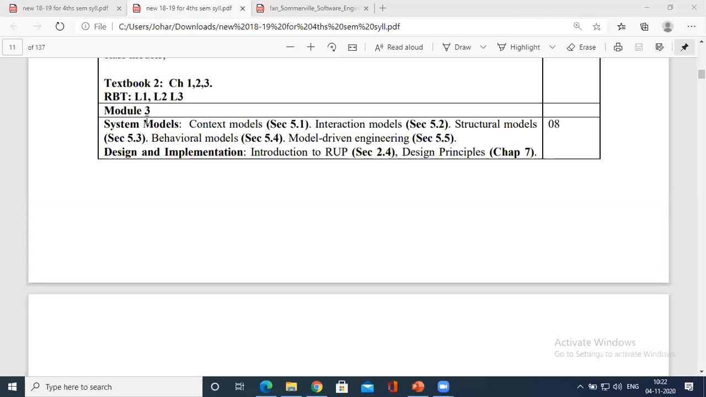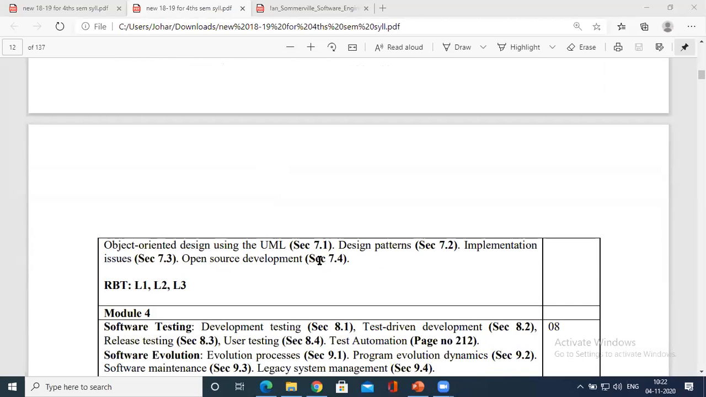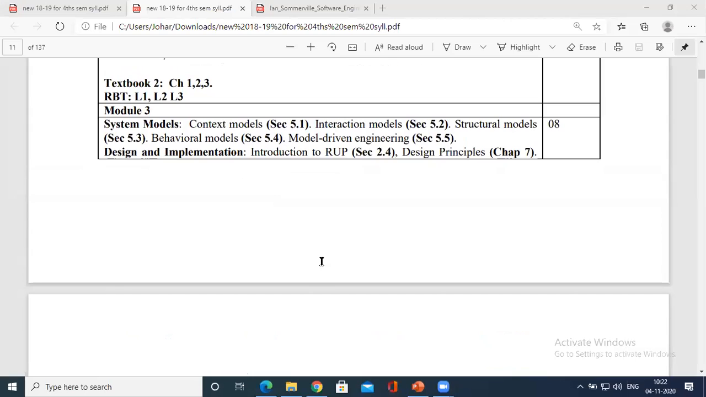So here is module 3. We have 2 chapters in this. That is system model, from section 5.1 from the book, and section 7.1. So first let us start with the system model. Here we study what is context model, interaction model and structural model.